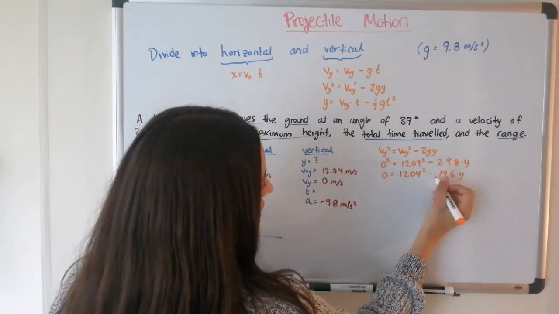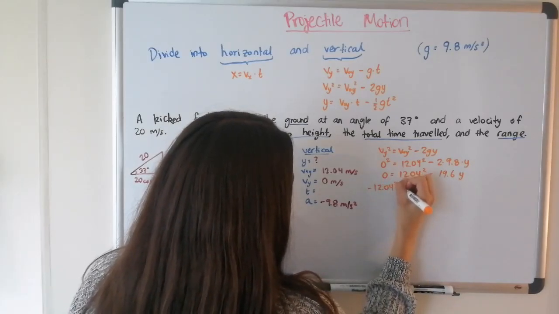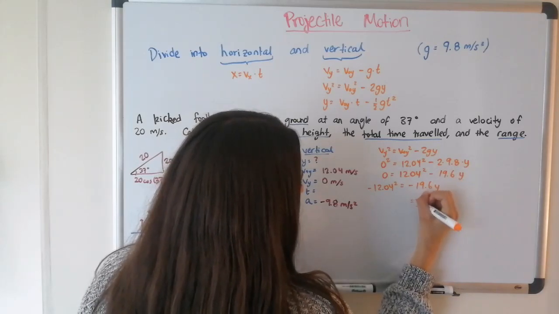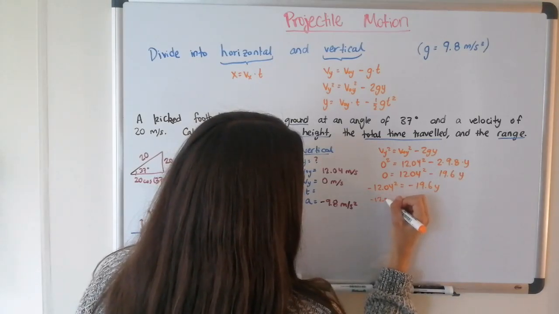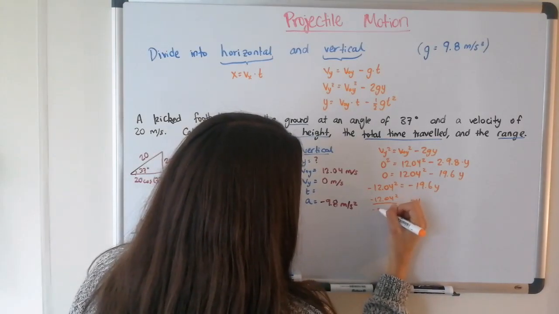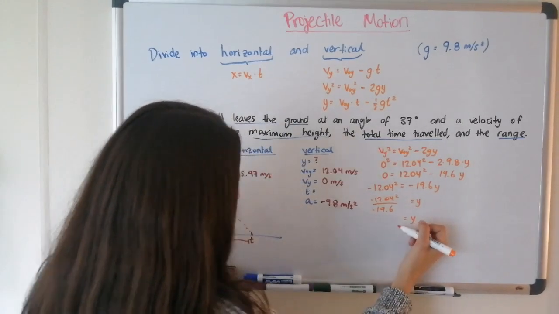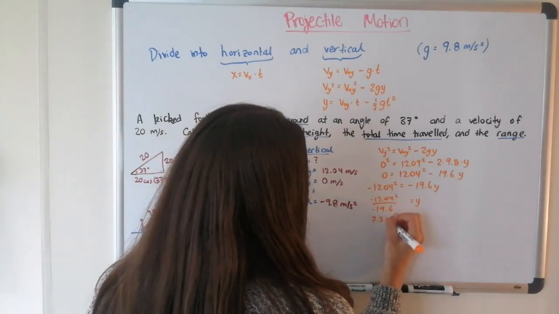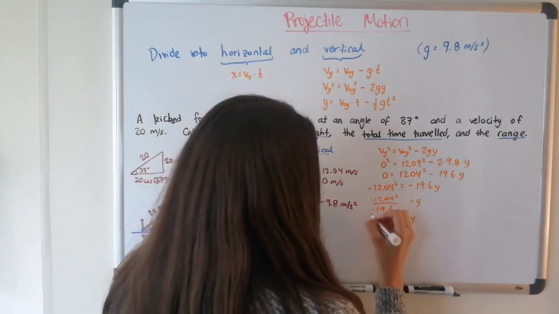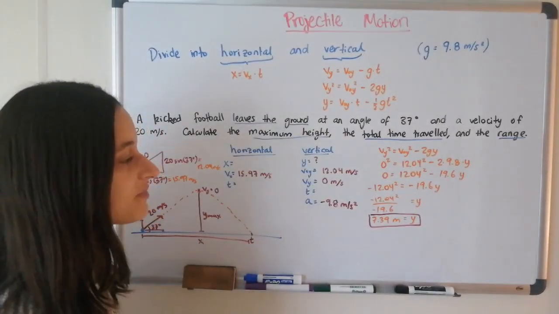So in order to solve for y, we can pass this one to subtract. So we get negative 12.04 squared equals negative 19.6 y. So y will be equal to this, negative 12.04 squared, over, and we have to pass this to divide, negative 19.6. So that gives a height of 7.39 meters. That would be our first answer, our maximum height.